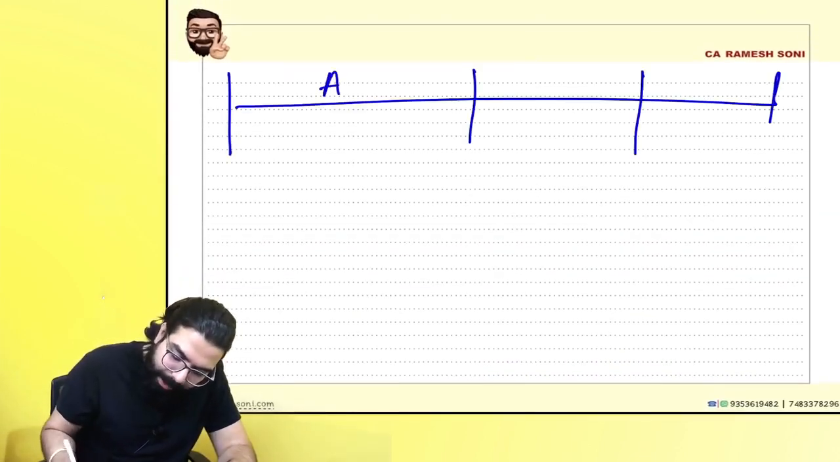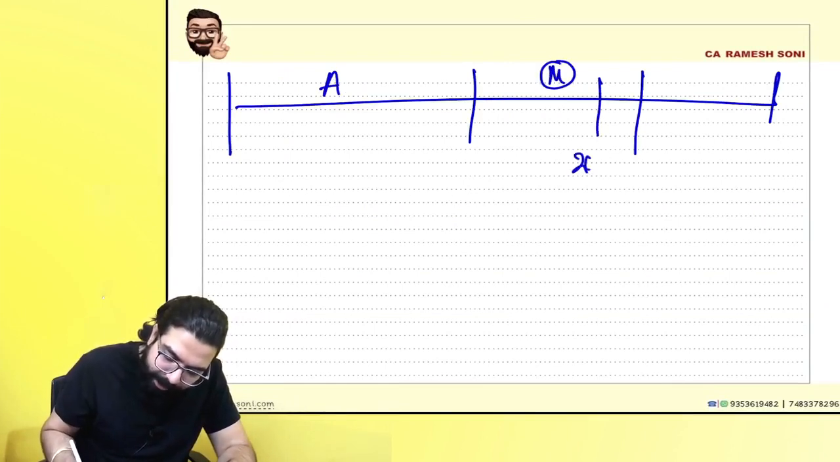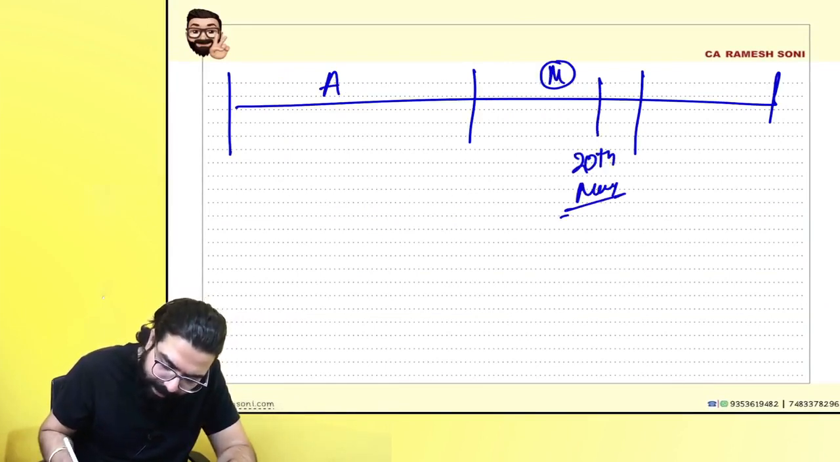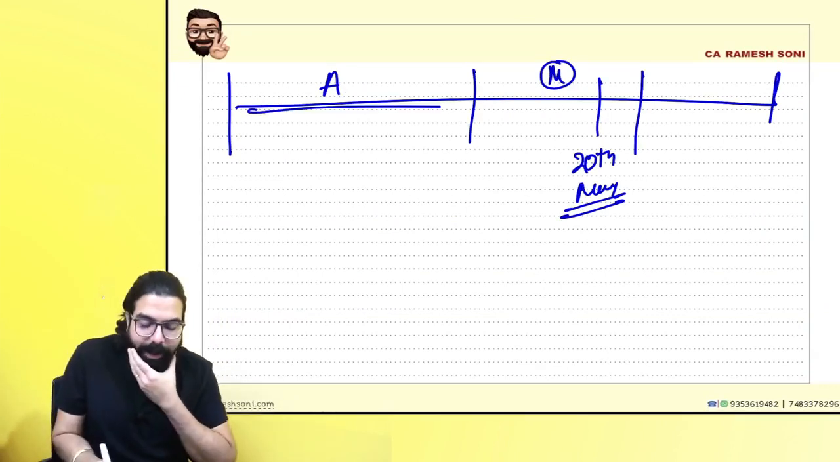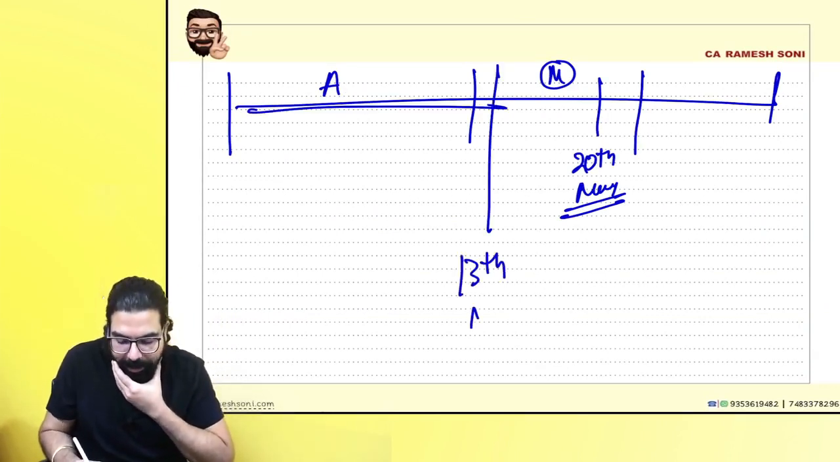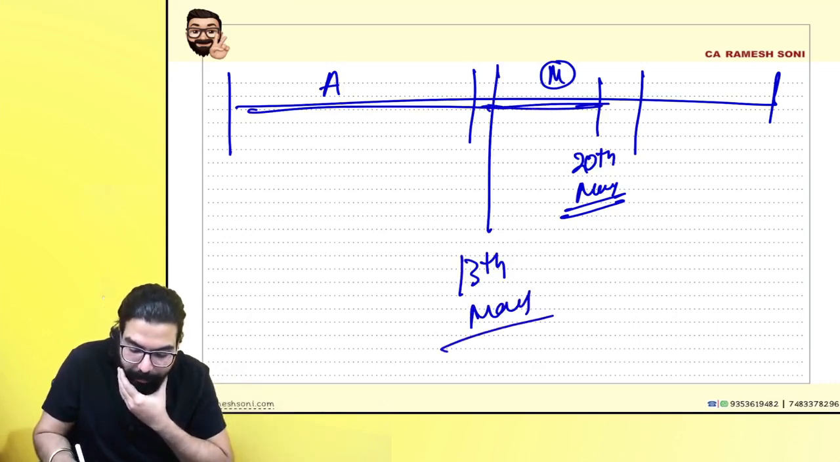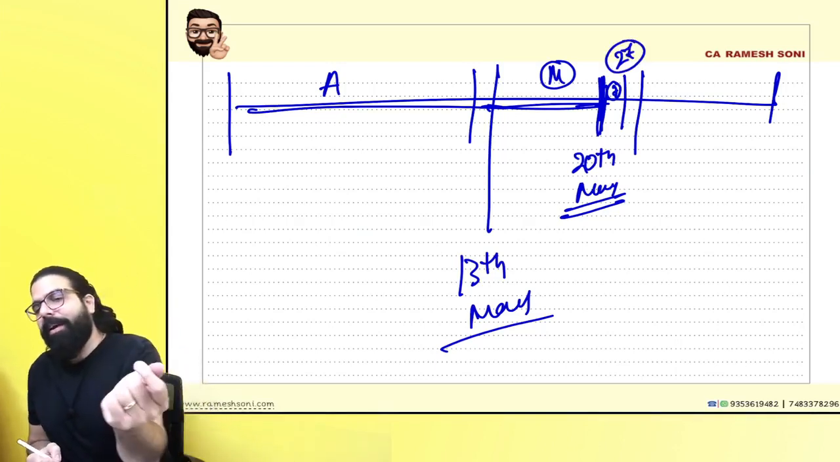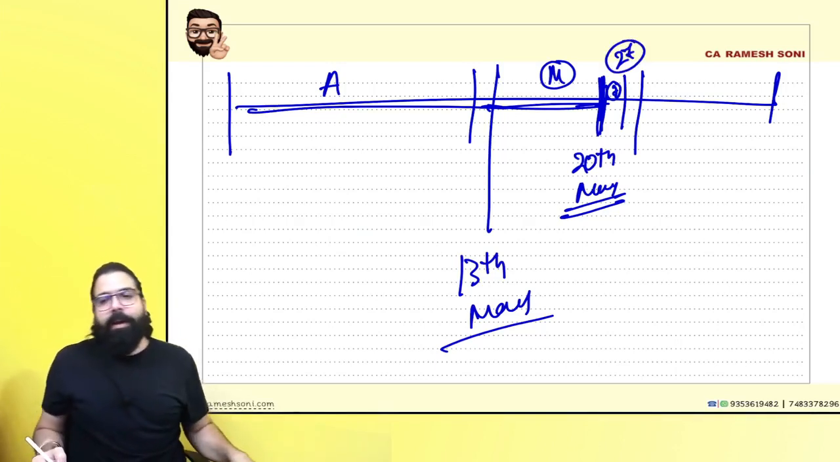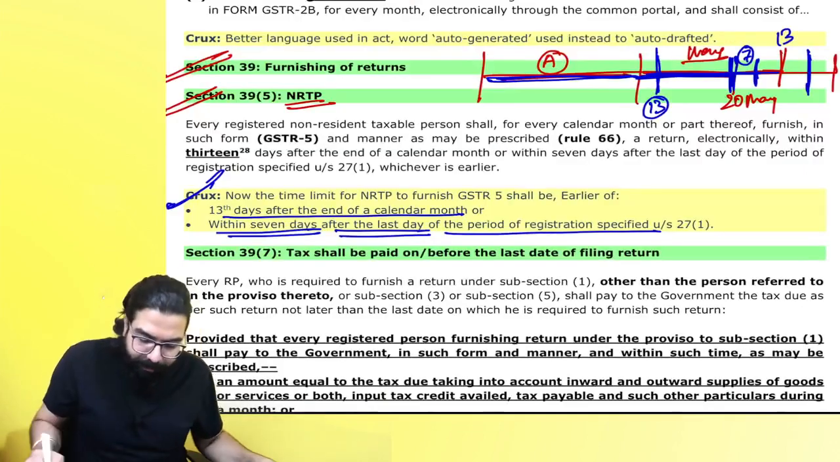April and May. Sir, till 20th of May, for example, you are there in a state. Then they are telling us the NRTP took registration for 50 days. For the month of April, by 13th of May. And sir, for the month of May, because registration is getting over here only, within the next 7 days, that is by 27th, he should file his GSTR 5. Done, sir.